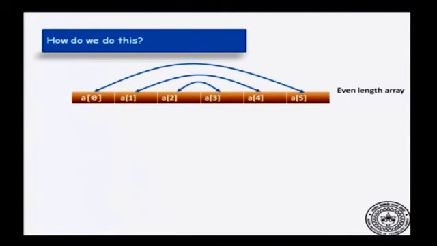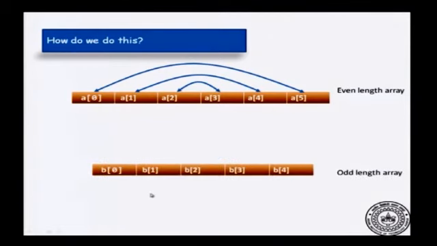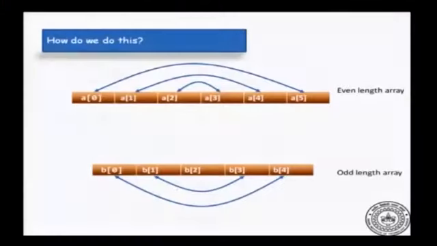Now, what happens in the case of an odd length array? Suppose you have an array B which has only 5 elements. In that case, to reverse the array, you have to exchange B0 and B4, B1 and B3, and you can stop there because there is no need to exchange B2 with itself, right. So, in the case of an odd length array, you will end up with an element which does not need to be touched. In the case of an even length array, you have to exchange until you reach the middle of the array.